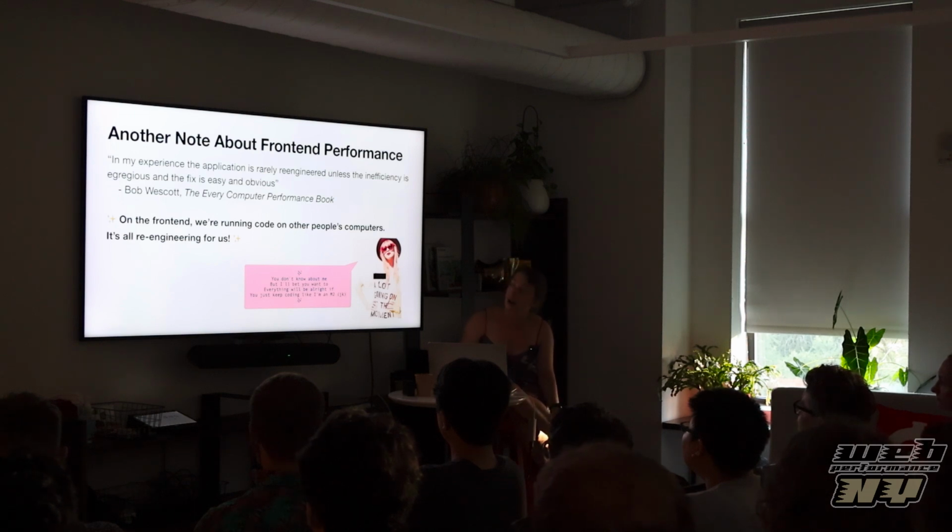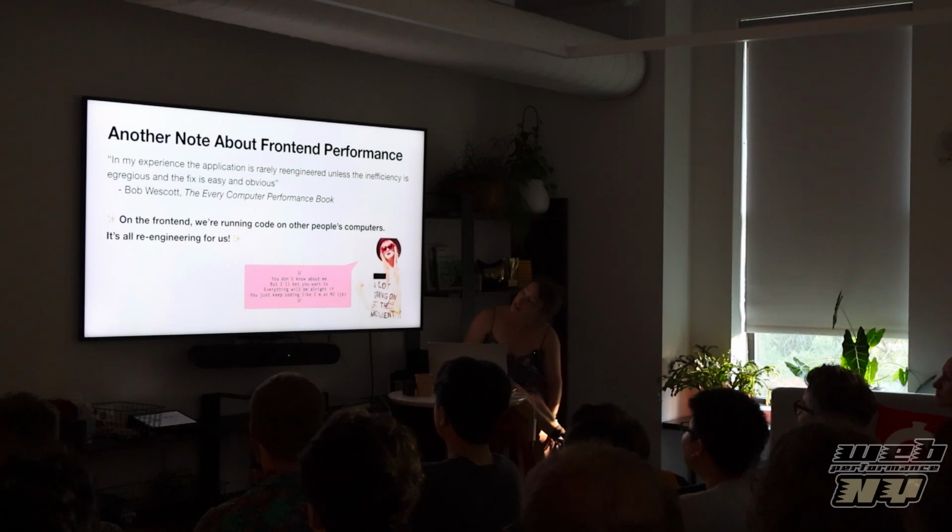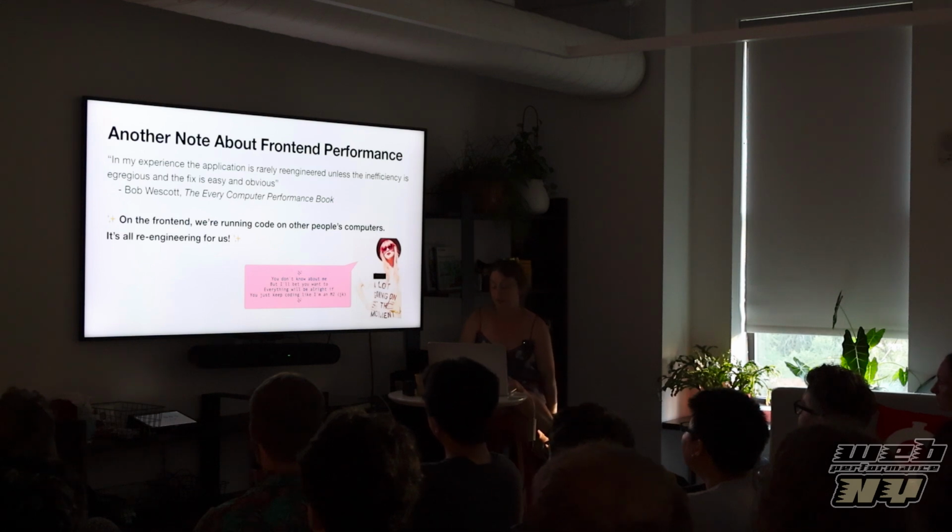So I also can't help but talk about this. I was reading this book a few years ago called The Every Computer Performance Book, and this guy said that the application is rarely re-engineered unless the inefficiency is egregious and the fix is easy and obvious. But the alternative presented by this person was to move the code to a faster machine or split the code over several machines. We can't do that, right?